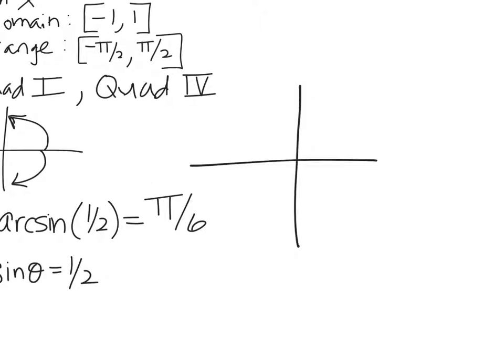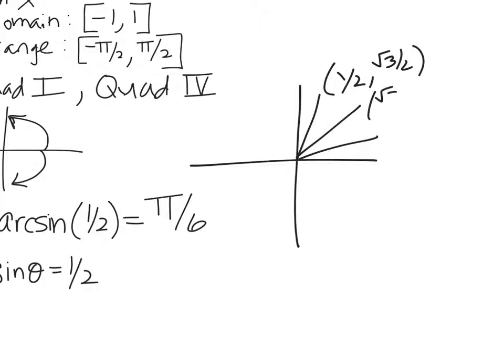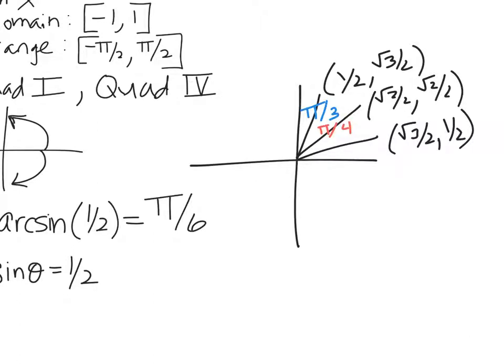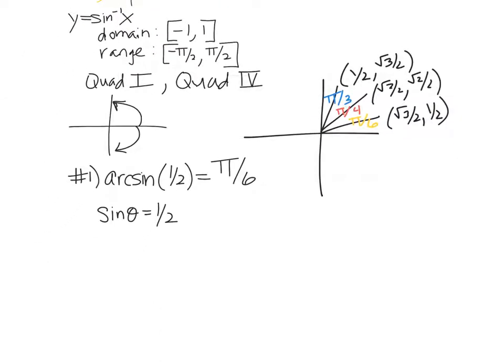So we did this earlier in those little notes, but this right here is 1/2, rad 3 over 2. This is rad 2 over 2, rad 2 over 2, and this is rad 3 over 2, 1/2. Okay? And then we can fill our angles in. This is pi over 3. This one is pi over 4, and pi over 6 here. So when I said, okay, what is the arc sine of 1/2? I go to my unit circle, I go to quadrant 1, and I get that the answer is pi over 6.